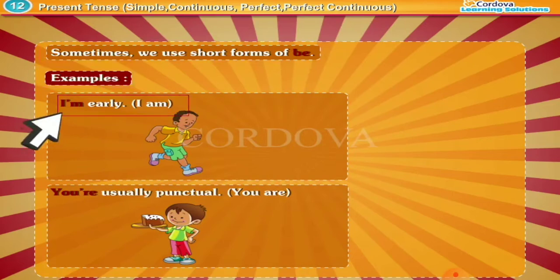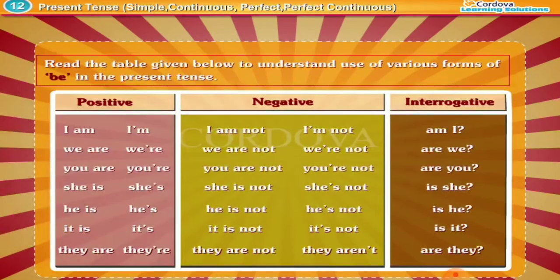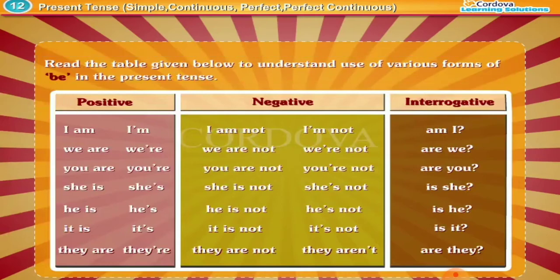Sometimes we use short forms of be. Examples: I am early. I'm. You're usually punctual. You are. Read the table given below to understand the use of various forms of be in the present tense.